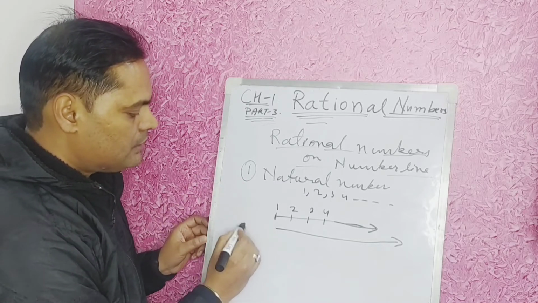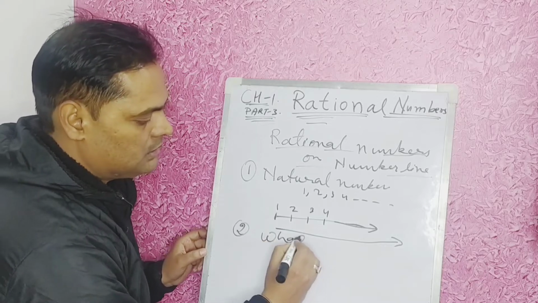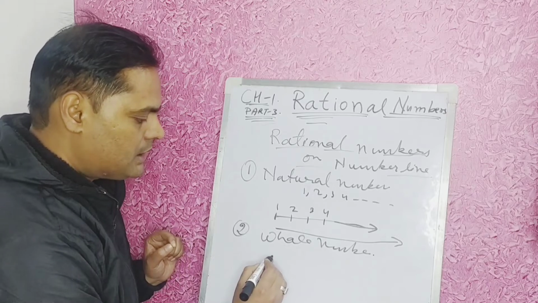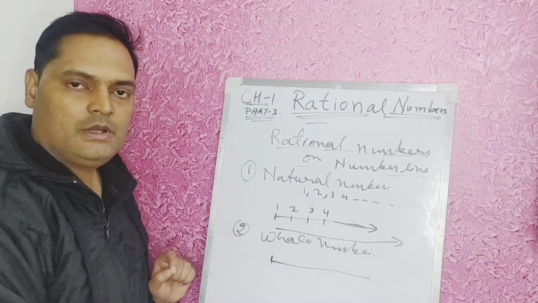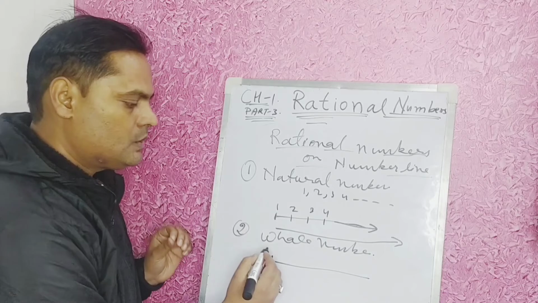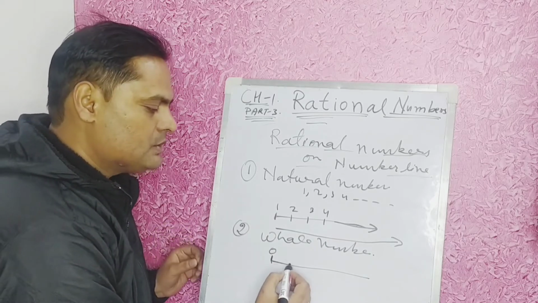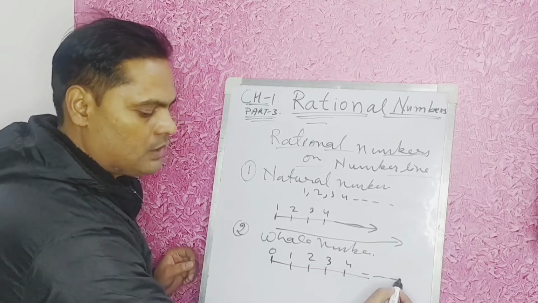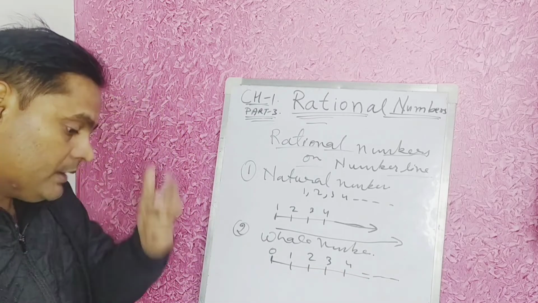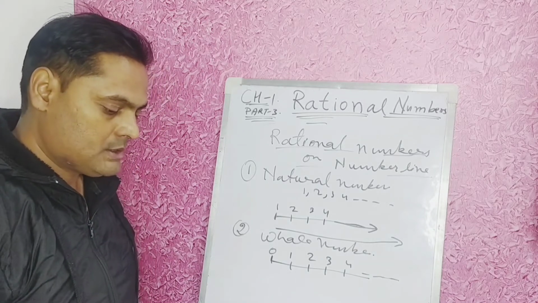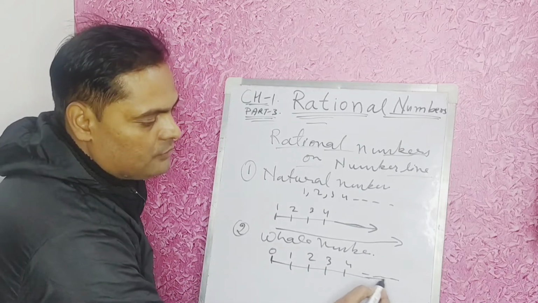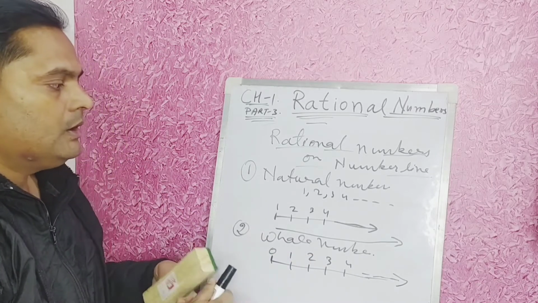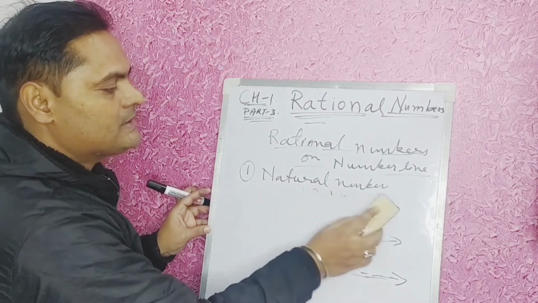Similarly, in the case of whole numbers, where does the whole number start from? It starts from 0. So 0, 1, 2, 3, 4 and so on. The point to remember here is that it starts from the left hand side and moves to the right hand side, towards infinity.